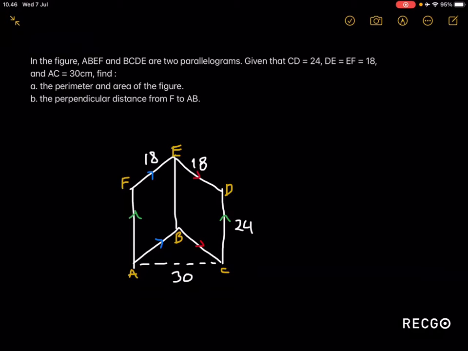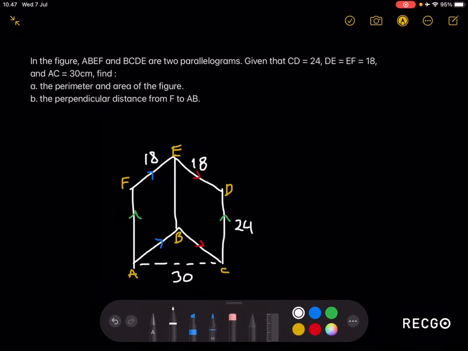Here we're going to look at another perimeter and area type problem. In this case, we have two parallelograms sticking together. So we have parallelogram ABEF and BCDE as shown. It's also given that CD is 24, DE is equal to EF, which is equal to 18, and AC is 30. And by the way, the unit length is centimeters right here.